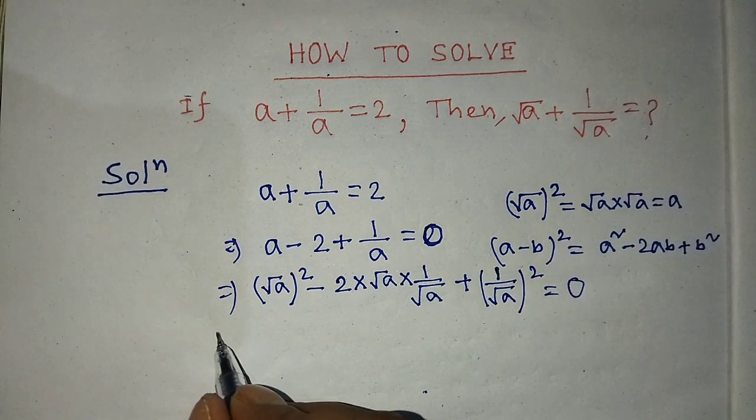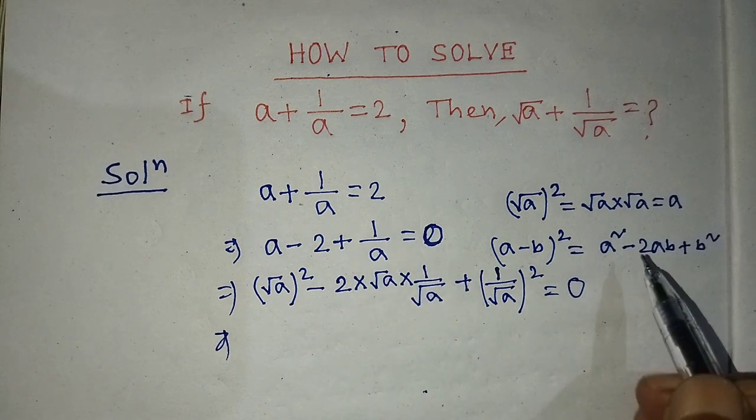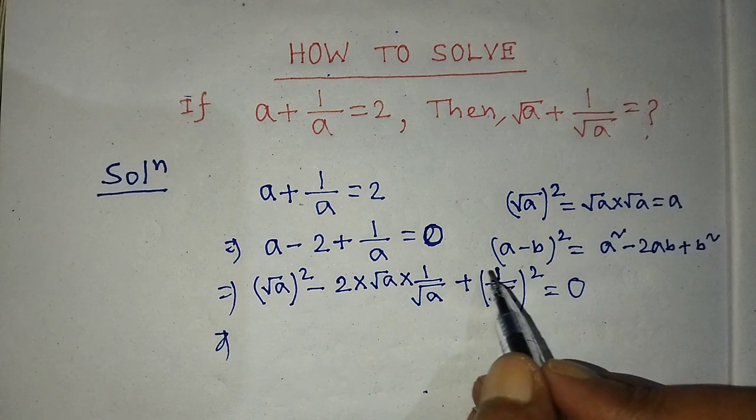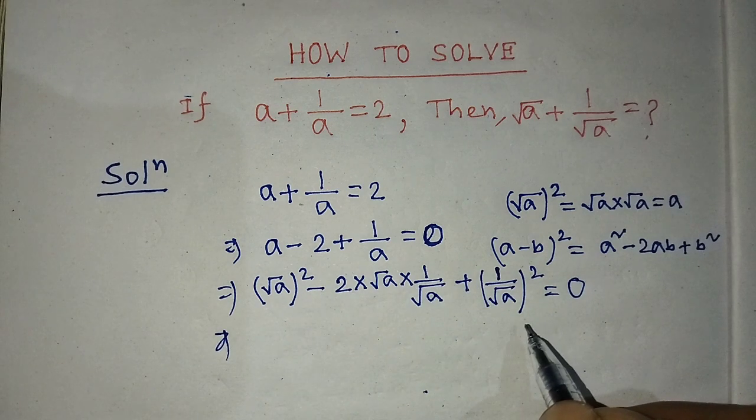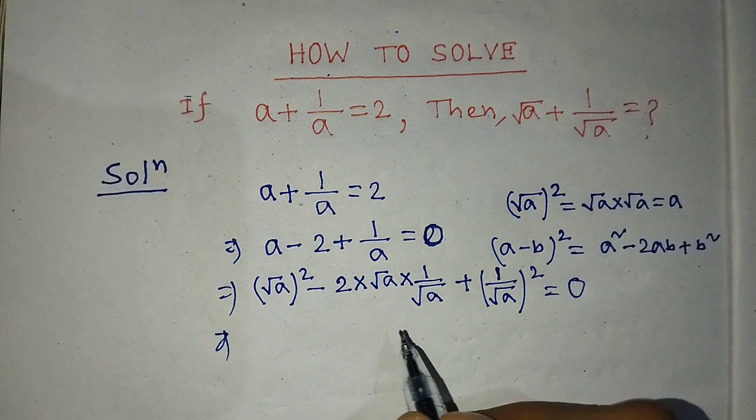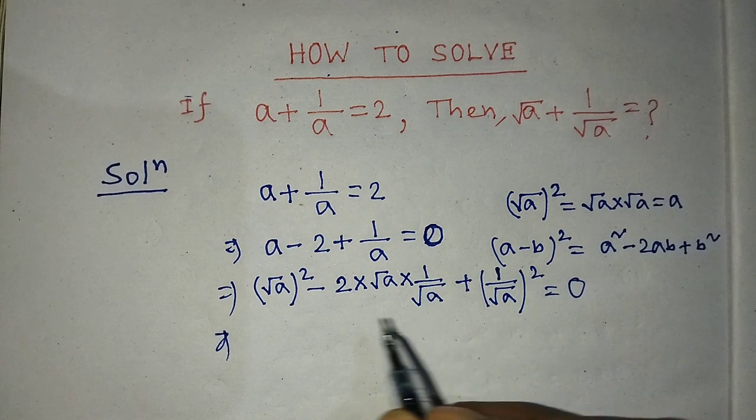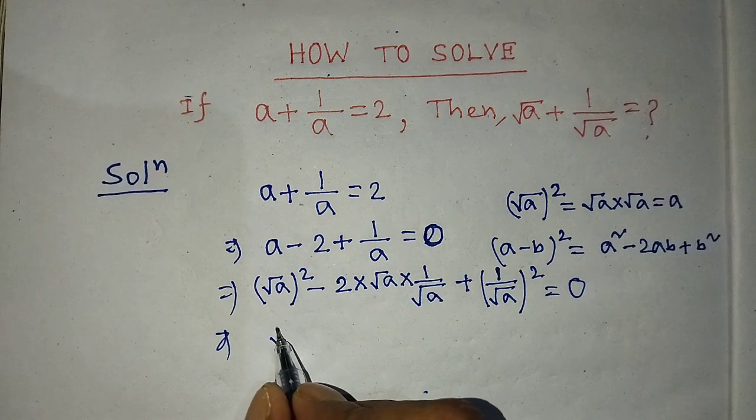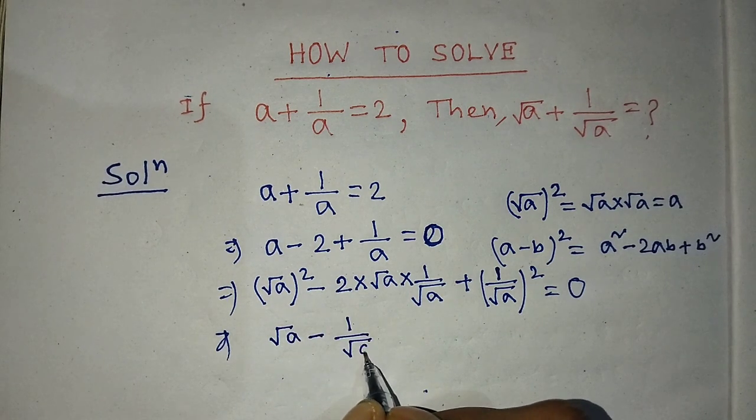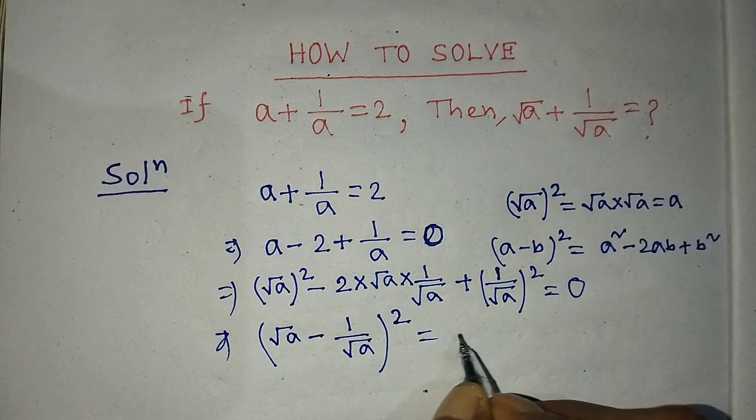Okay student, so if you express the LHS of this equation in the form a square minus 2ab plus b square, then we get this type of terms on the LHS of this equation. Okay, so my dear student, after that we have to apply this formula on the LHS of this equation. So after applying this formula we can write here root a minus 1 over root a whole to the power 2 is equal to 0.